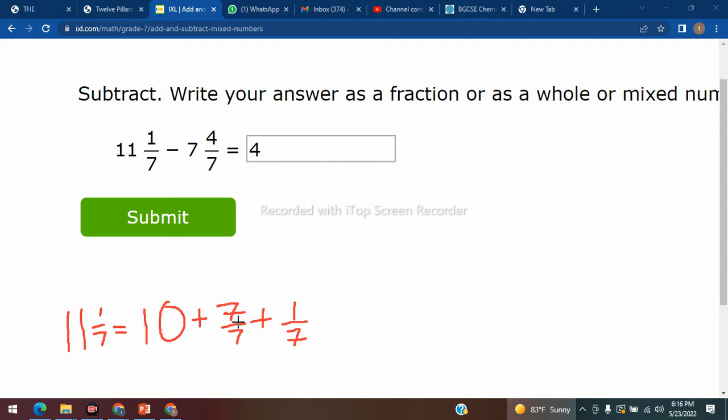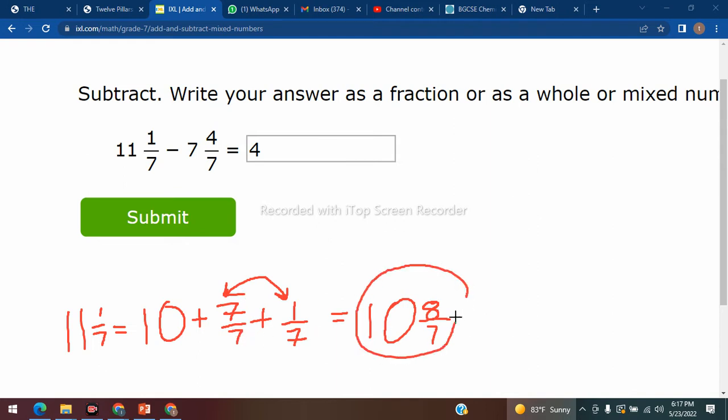Because 7 over 7 is 1, right? And so this will end up being 10, and what is 7 plus 1? That's 8 over 7. You see what I'm saying? We keep the 7 denominator. So what we have here is 10 and 8 over 7. I like that idea. So 11 and 1 over 7 is the same thing as 10 and 8 over 7.